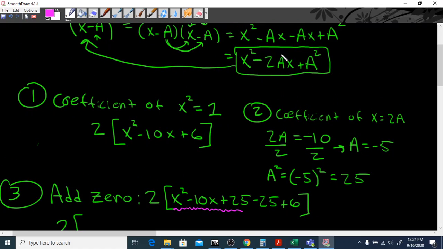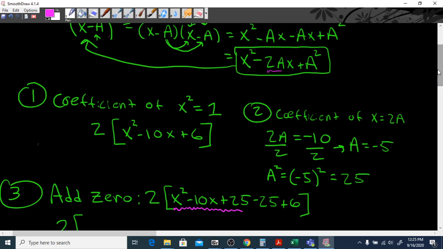Here we go. a is -5. So here's 2a. 2 times -5 is -10, so it matches. And then if a is -5, -5 squared is 25, so a squared is here, 25 is here, so it matches. Therefore, we can conclude that these three terms are nothing more than (x minus a) squared.